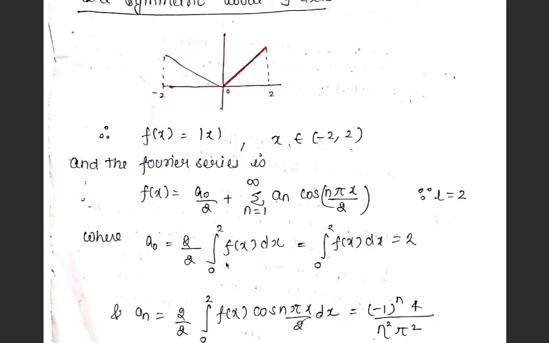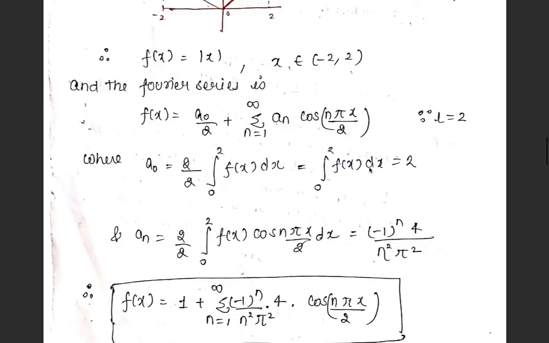So my new function becomes f of x equal to mod of x. Note that this is the graph of mod of x in the interval minus 2 to 2. Clearly f is now an even function in the interval minus 2 to 2. And now I am going to obtain the Fourier series of this function in this interval.